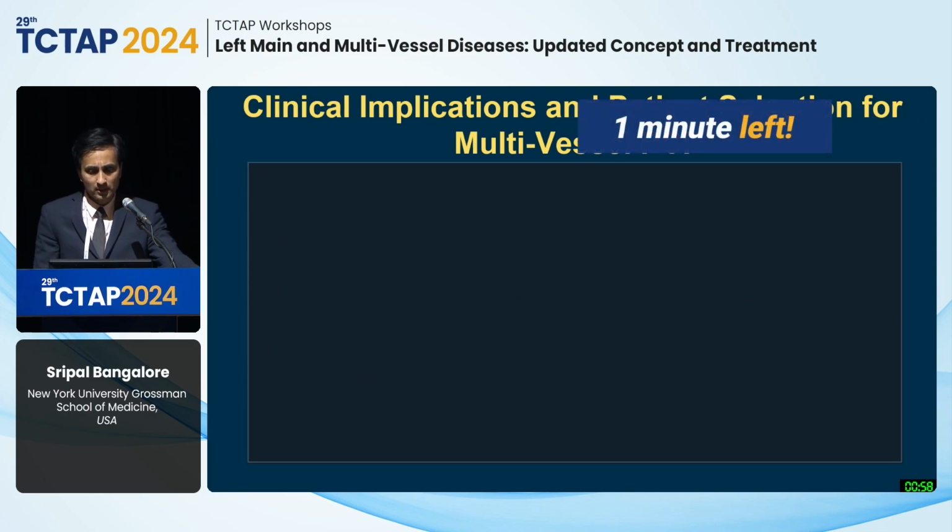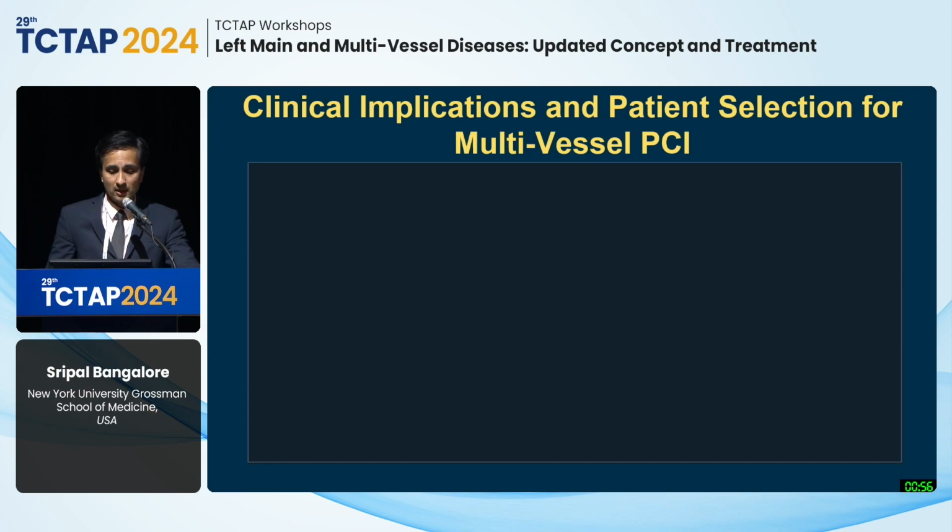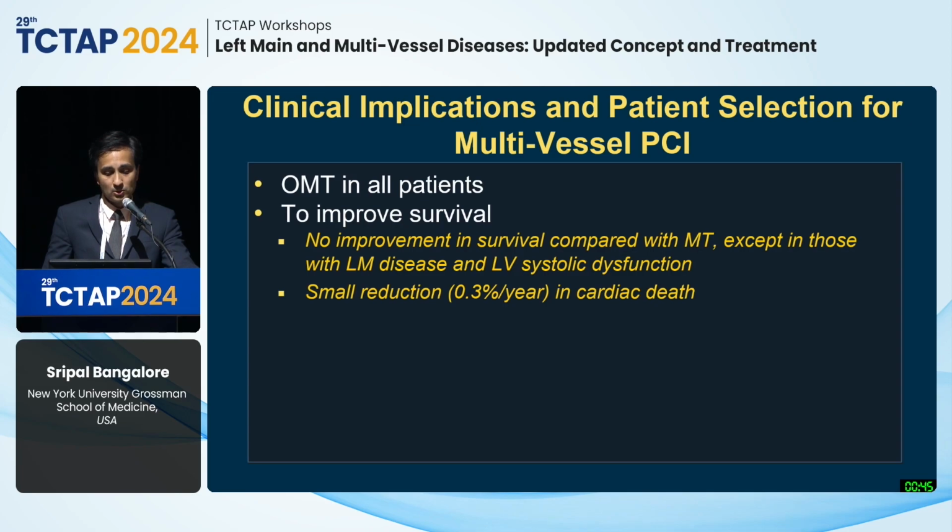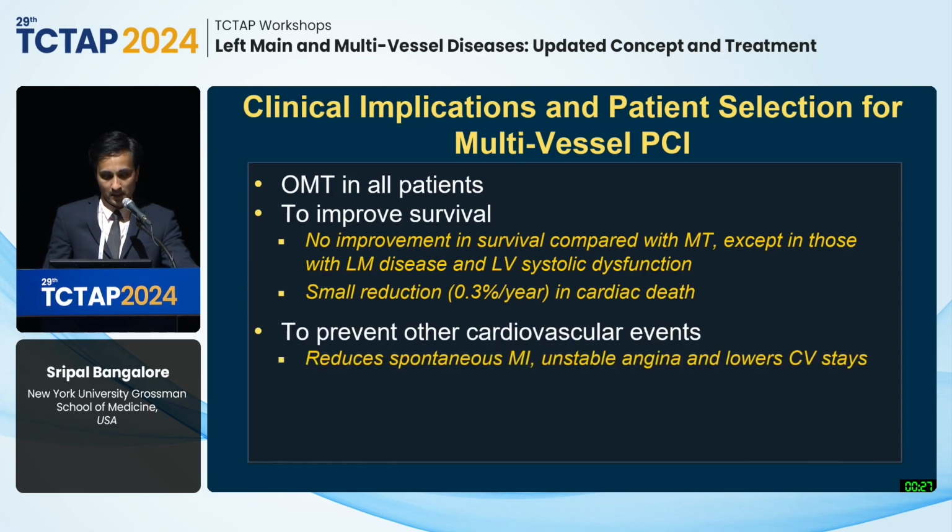So let's talk about the clinical implications for patient selection for multivessel coronary disease. I think OMT should be the background for most of these patients, given that atherosclerosis is a systemic condition. To improve survival in multivessel disease, there isn't robust evidence that revascularization improves survival, except in those patients with left main disease or LV systolic dysfunction. Long-term follow-up of ISCHEMIA seems to point to a reduction in cardiovascular death with invasive strategy.